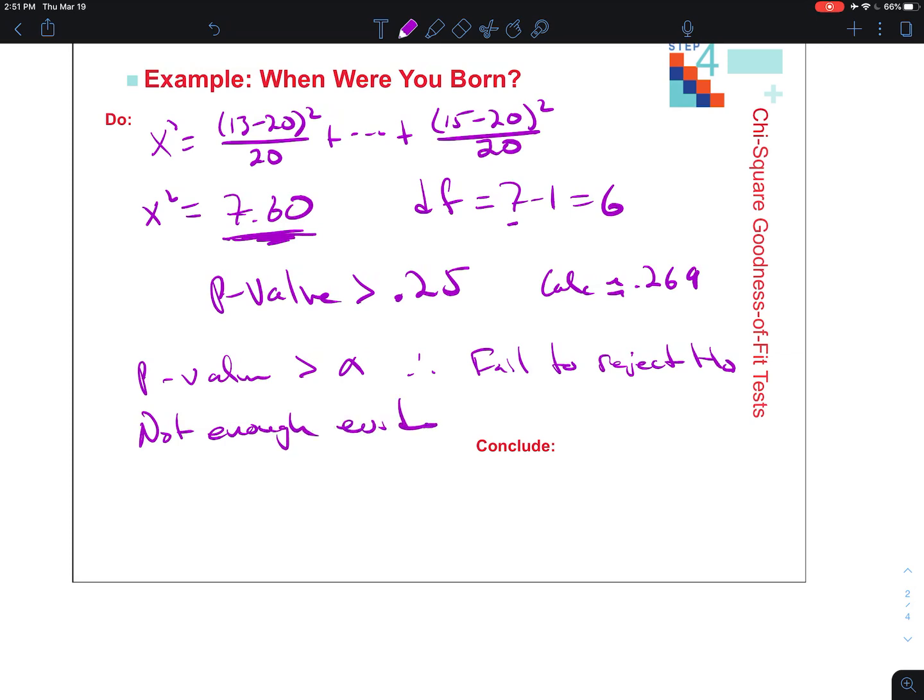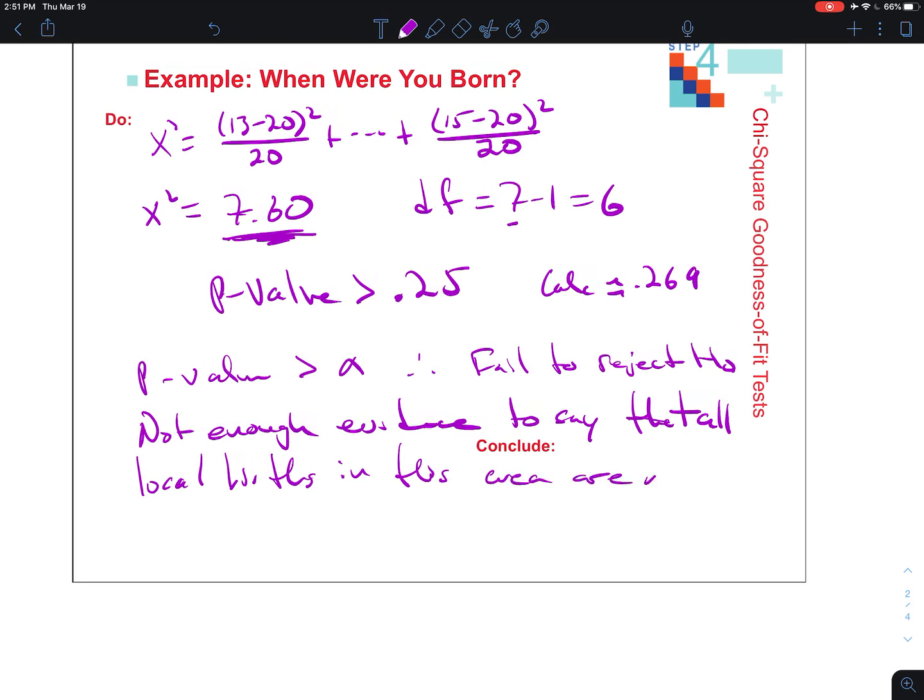The sample does not provide enough evidence to say that all local births in this area are not equally likely across the days of the week.